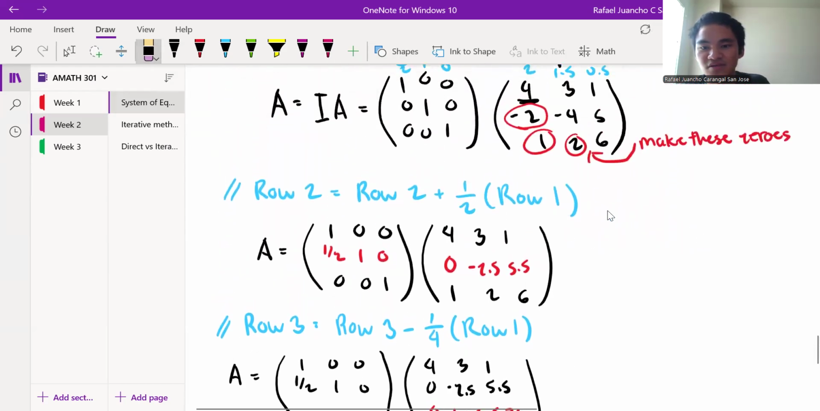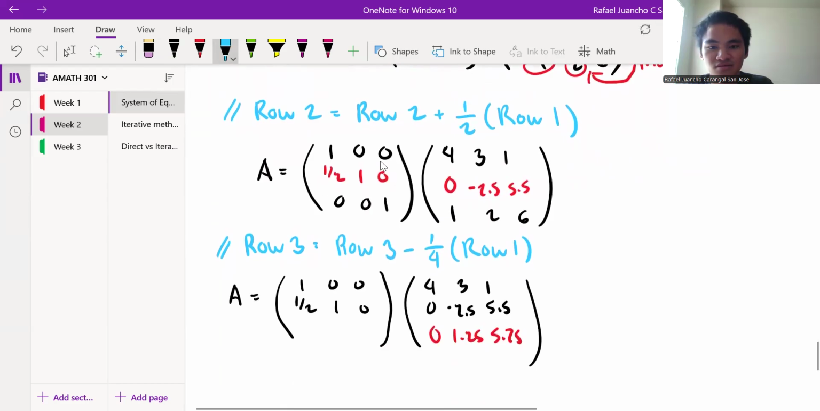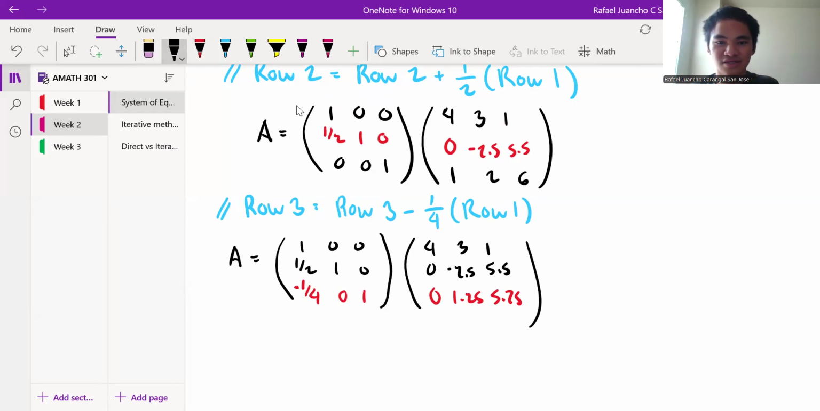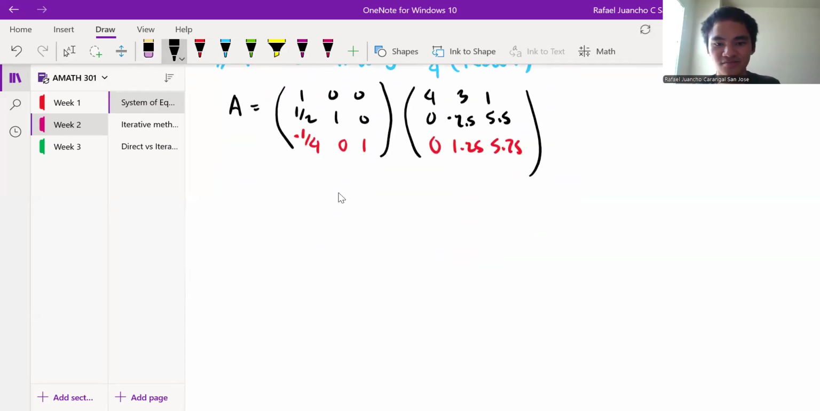Okay, now we do the same thing here. So we have 1/4 of my row 1. So I have 1/4, 0, 0. I subtract row 3 from it. So 0 minus 1/4, I get negative 1/4. 0 minus 0, I get 0. 1 minus 0, I get 1. So here, there's my change. Negative 1/4, 0, 1. Okay, and now what do I do next?